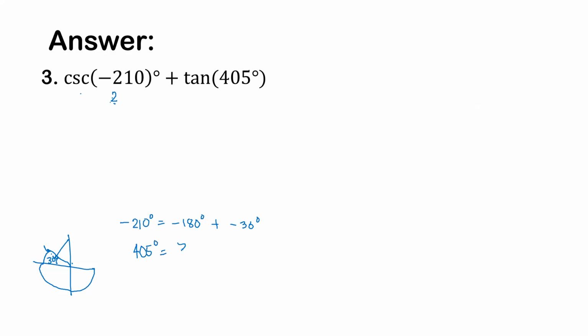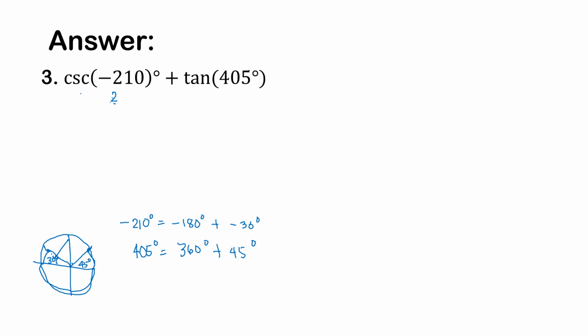405 degrees is equal to 360 plus 45. Positive naman tayo, so counterclockwise. So, one 360 and then one 45. Dito na naman siya, so first quadrant, kaya positive. 45 degrees is the reference angle.